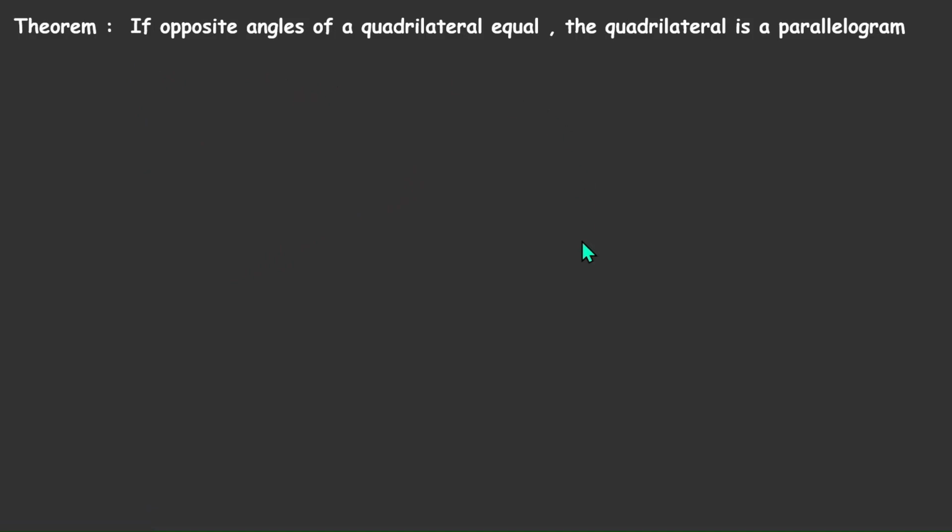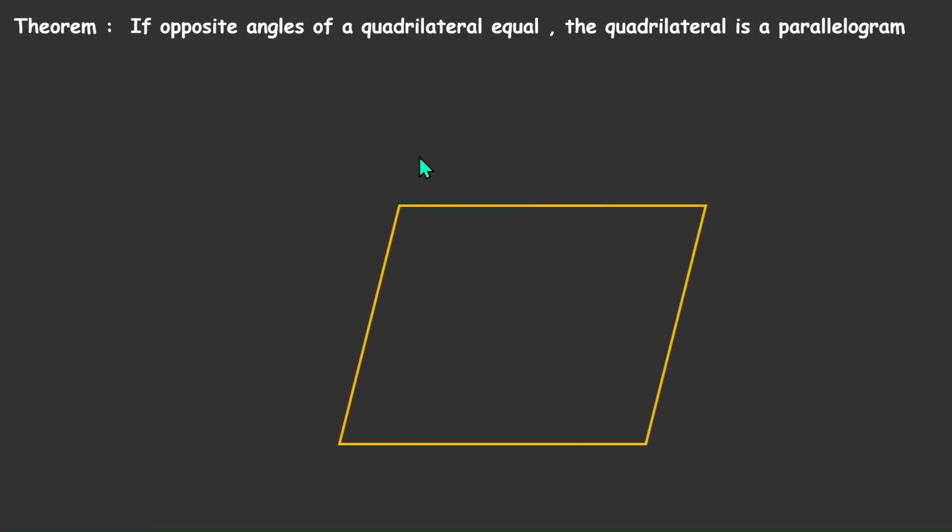So let's create a quadrilateral and we name it ABCD. And then we are given that the opposite angles of this quadrilateral are equal. So angle A should be equal to angle C, and also angle B should be equal to angle D. So that is given to us: angle A is equal to angle C and angle B is equal to angle D.